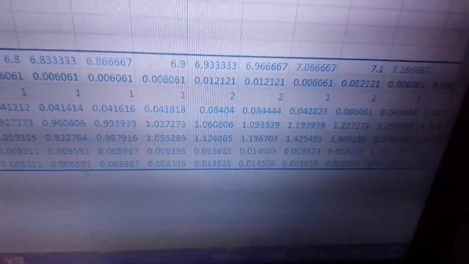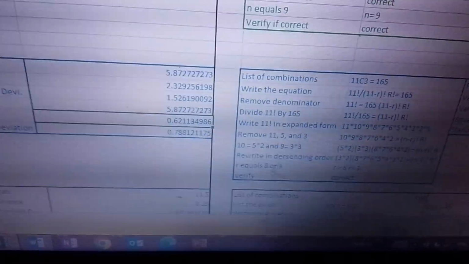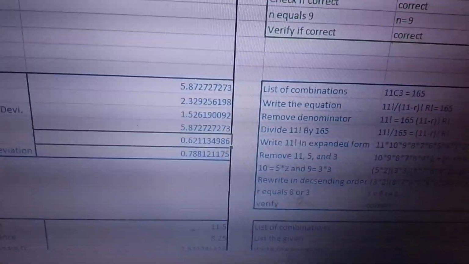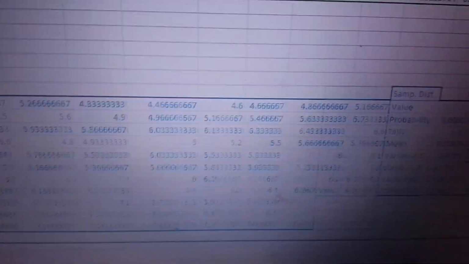Variance of 0.62, standard dev of 0.78. Did we get that one right? Yes, we got that one right. Thank you, Lord. Even the standard deviation.